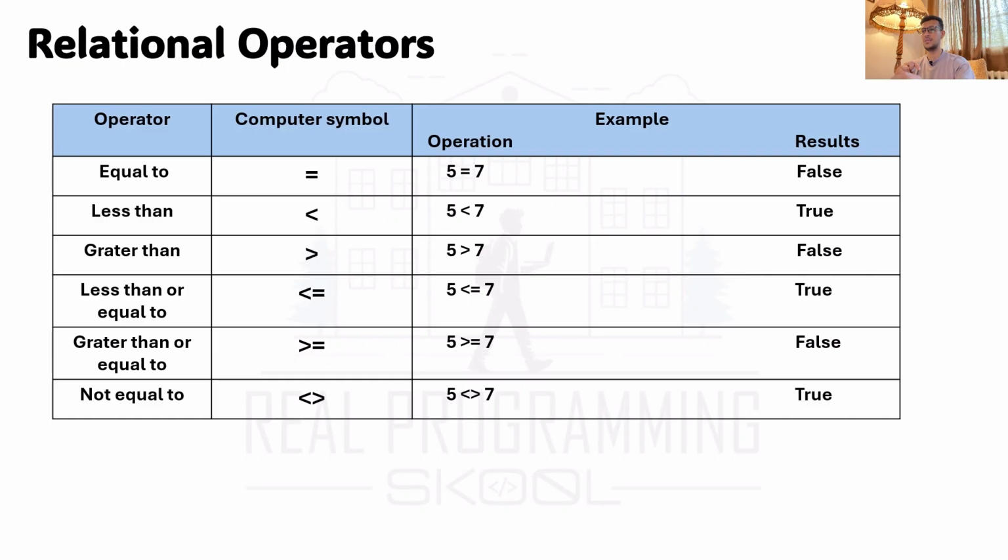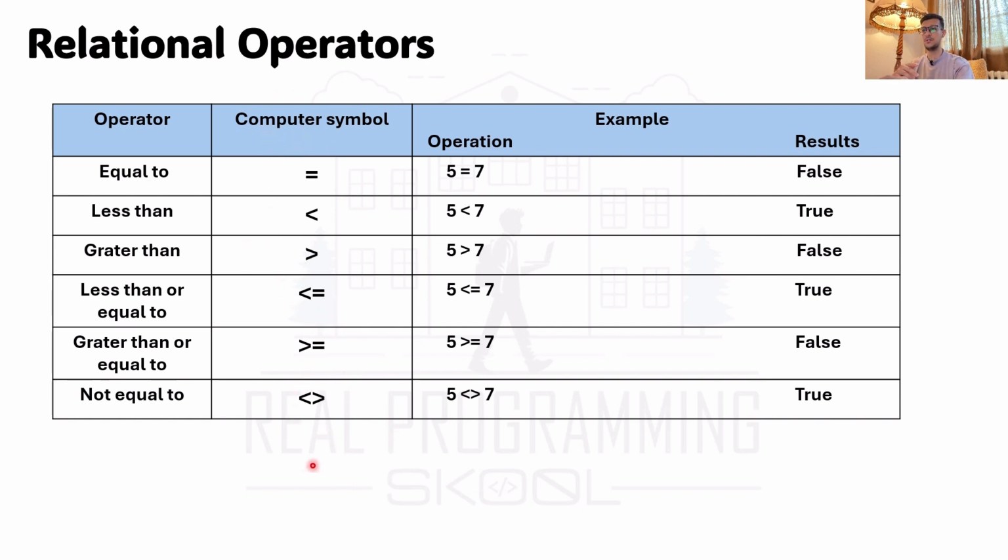Relational operators, as we say, compare between 2 things. For example, equal to, less than, greater than, less than or equal, greater than or equal, or not equal. In computer symbols, it's represented like this. In C++, not equal we will not write like this in the lines of code. We write it as different, but it's okay for now, take it like this. But the rest is the same in all programming languages.